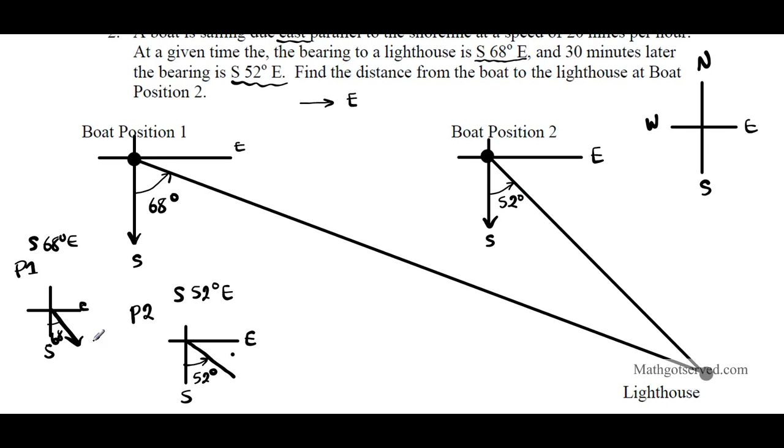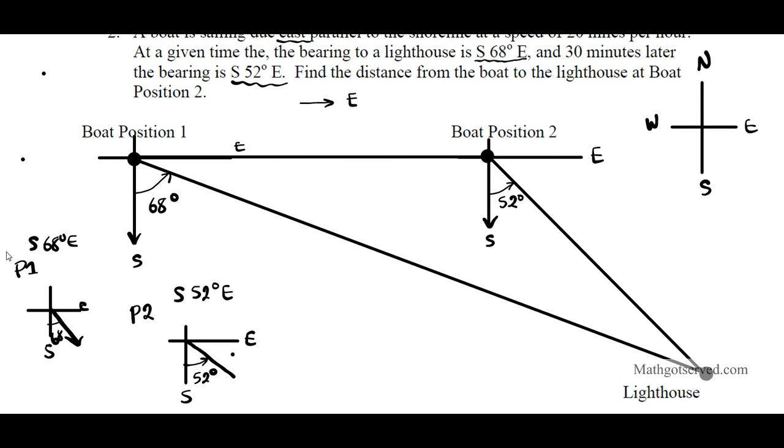All right, so now let's complete the whole shape. Let's draw our triangle. So from here to here, we have a triangle, and the question is: find the distance from the boat to the lighthouse at position number 2. Okay, so that's what we're going to find.